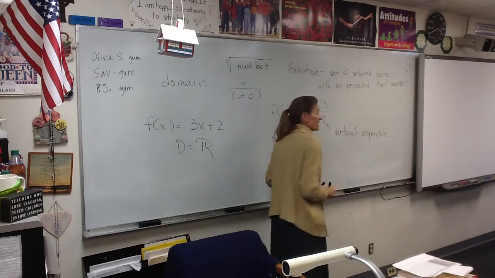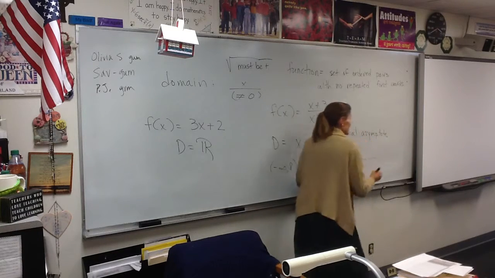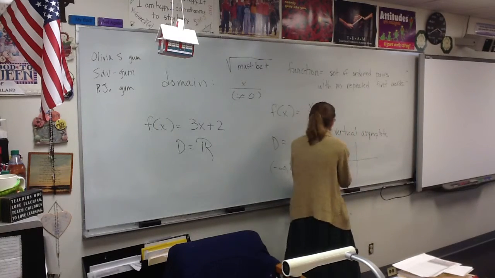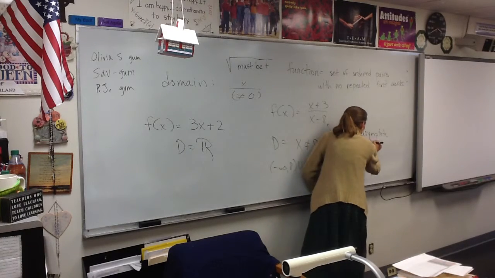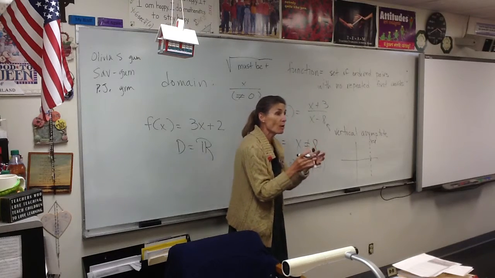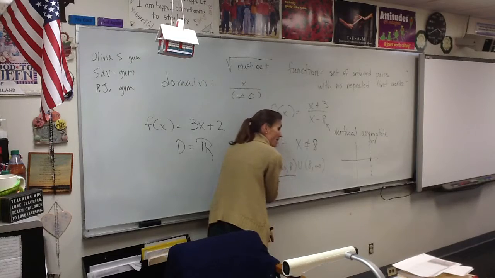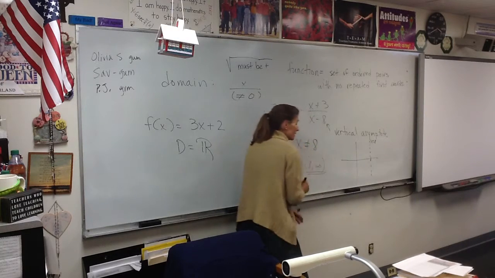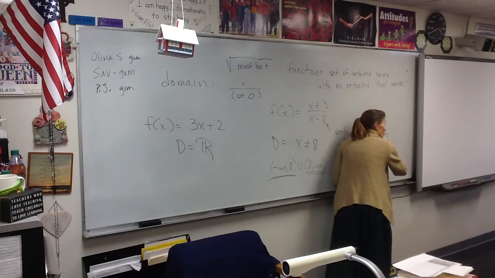That's going to show up as a vertical asymptote. So when we graph this, we're going to put a vertical asymptote at x equals 8. What that does is split your graph into 2 pieces, the left side and the right side. So there'll be something over here, and there'll be something over here.